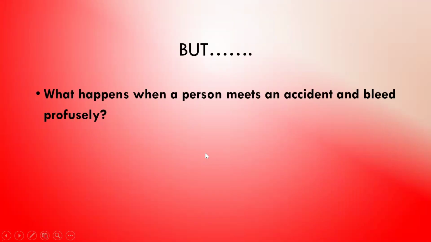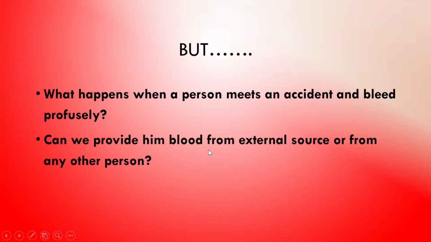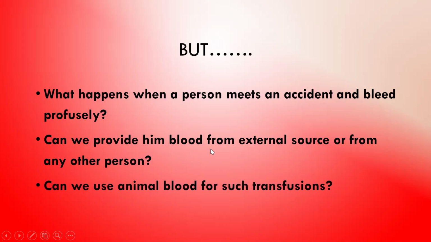But what happens when a person meets an accident and bleeds profusely? Can we provide him blood from an external source or from any other person? Can we use animal blood for such transfusions? Is synthetic blood available? Are scientists successful in making such type of blood? These questions will be answered in the next video.